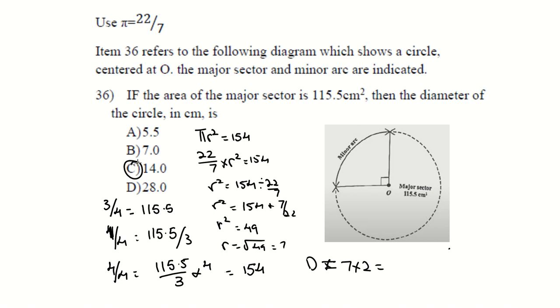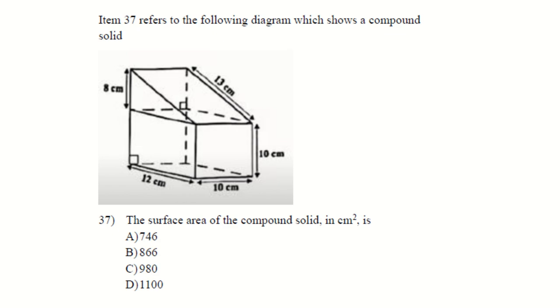Right? Or you could have just substituted each value and seen which one gives you 115.5. This was a lot of working. So there are some questions that you do have to do some type of working. Right? Questions like this, I would say skip and leave for last. Right? The ones that you could do very quickly, go ahead and do them.